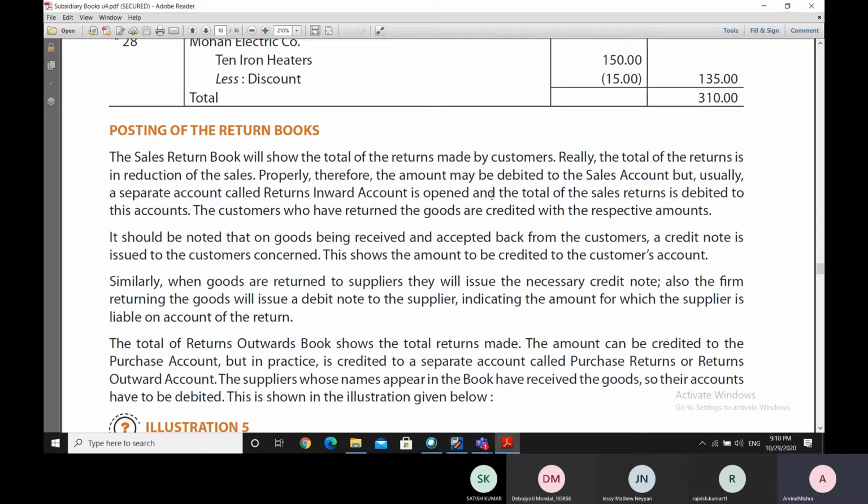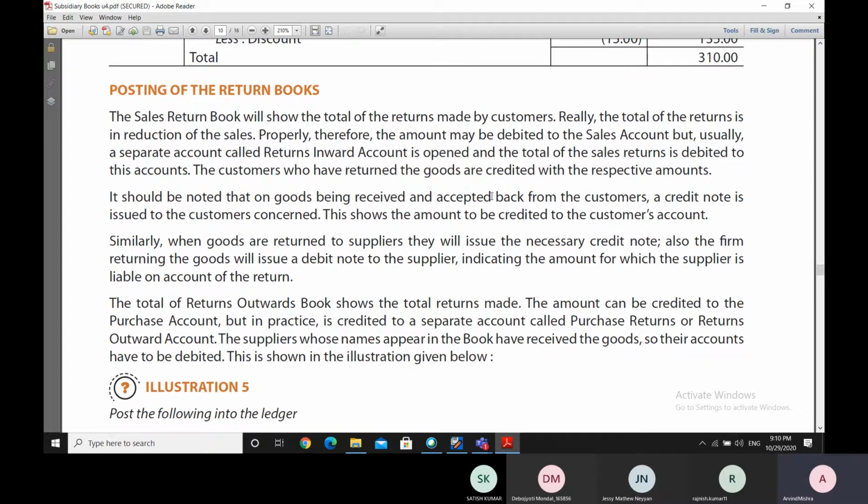Rather than debit it to the sales account, we debit it to the purchase return account. Now it should be noted that whenever the goods are being received and accepted from the customers as a return of the sale, a credit note is issued to the customer concerned. A credit note is a document by which we say that we have taken back this material from you, which is of this much value, and so we are crediting your account in our books.